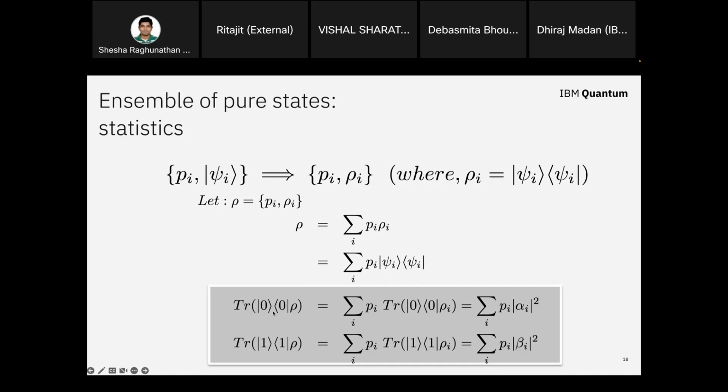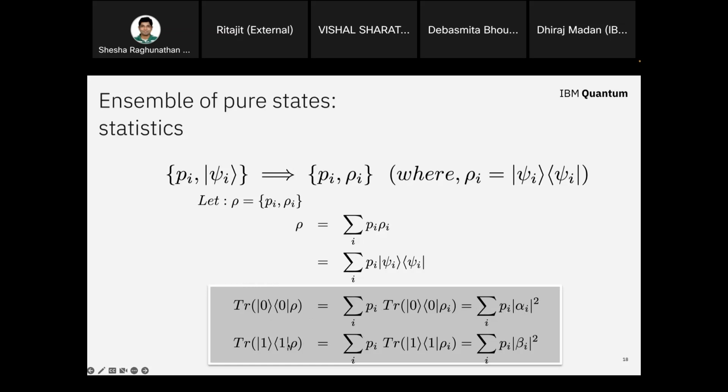Apply that |0⟩⟨0|, or the projection to state 0, on the system rho. So just expand rho. As you know, rho is given by this sum of p_i |psi_i⟩⟨psi_i|. If you apply that, and trace is a linear operator, so you can take the sum out. So trace can go inside. So it's the same as applying a projection onto individual state rho_i. So the total probability of being in state 0 on the state rho is basically a summation of p_i times mod alpha_i square. The same goes with 1, 1.